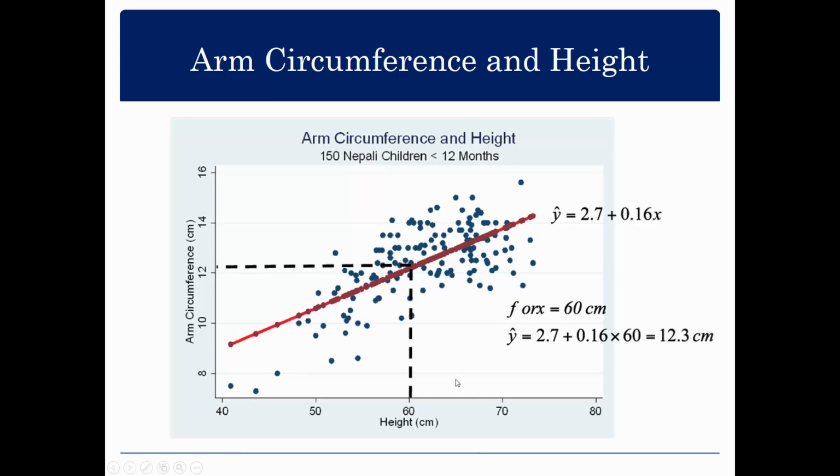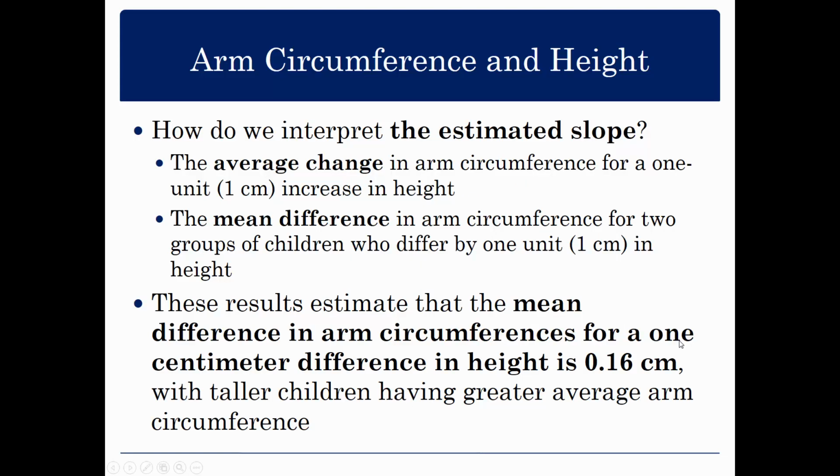One of the things that we can use this equation of the line for is to estimate what the expected response will be for individuals with a particular value of the independent variable. So if I wanted to estimate the arm circumference for children who are 60 centimeters tall, I just plug in 60 for X, and I can say that the expected or the average arm circumference for individuals who are 60 centimeters tall is about 12.3 centimeters.